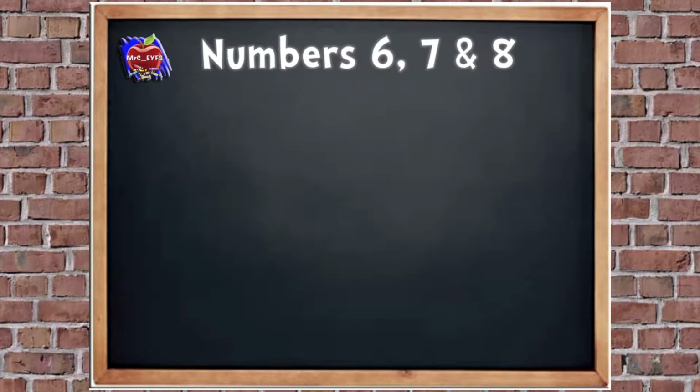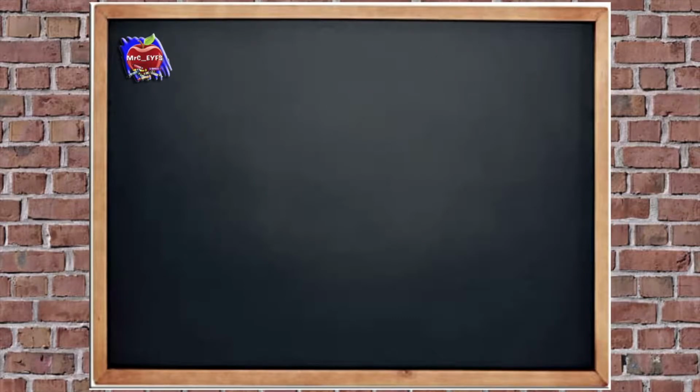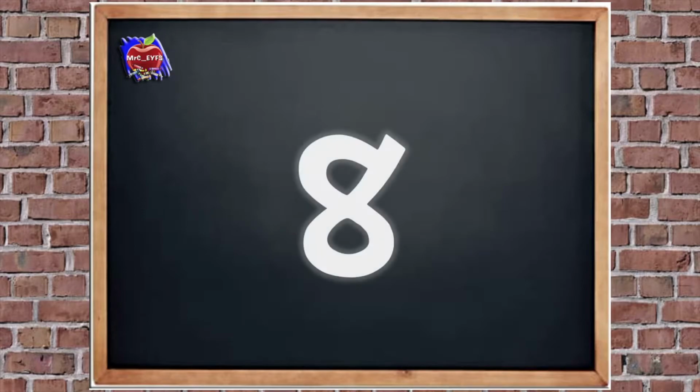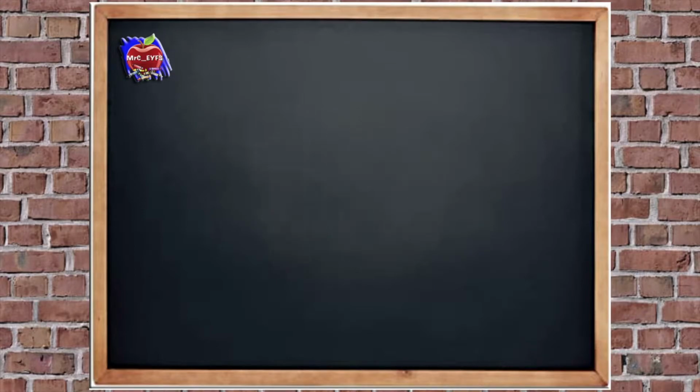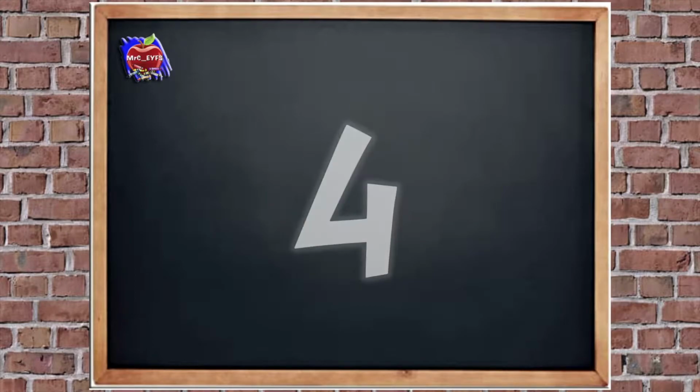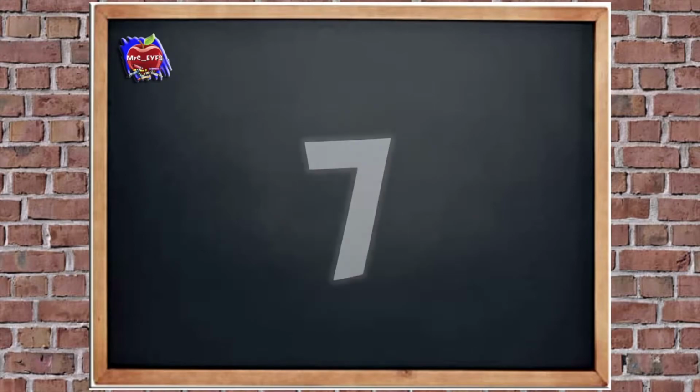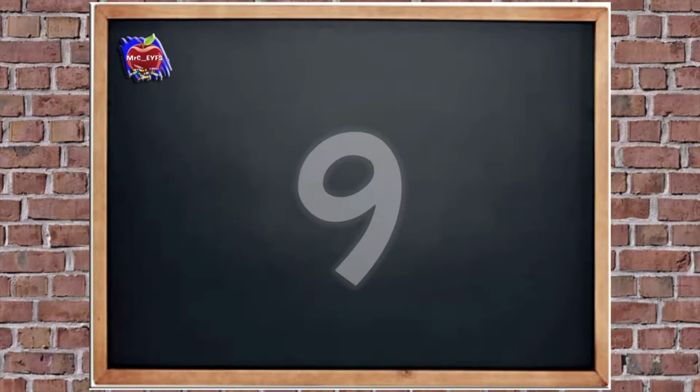Right, so here we go with numbers 6, 7 and 8. So we're going to start by counting to 10. Are you ready? Let's go. 1, 2, 3, 4, 5, 6, 7, 8, 9, 10. Excellent. Right, let's go again. Let's hear you a bit louder this time. Are you ready? Let's go. 1, 2, 3, 4, 5, 6, 7, 8, 9, 10. Excellent. You guys are good at that.